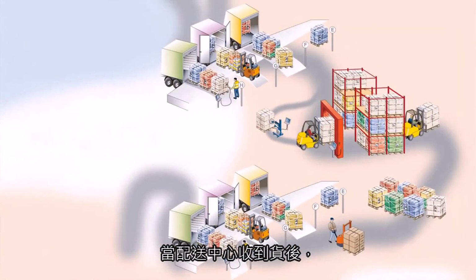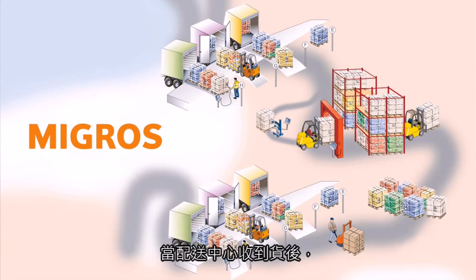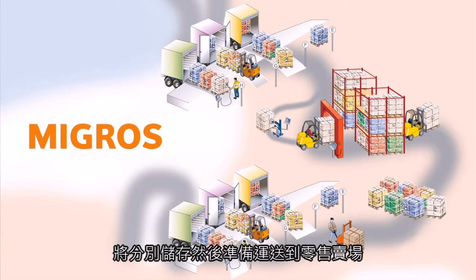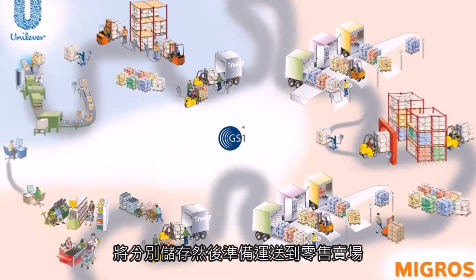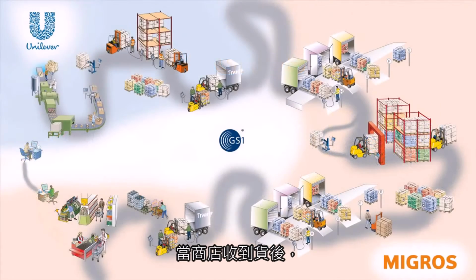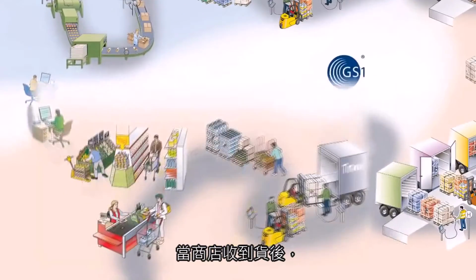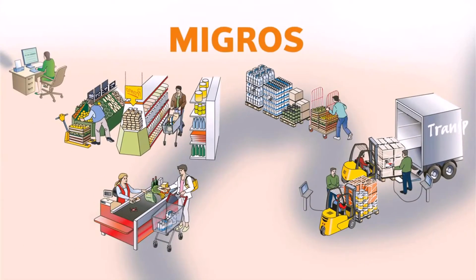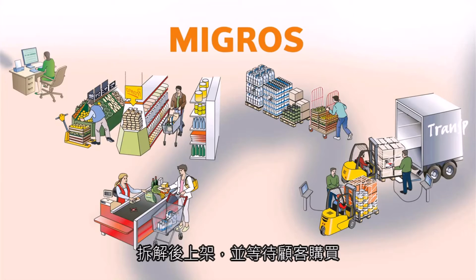Within the distribution center, goods are received, stored, picked into trade items, and then prepared for shipment to the retail store. The goods are loaded onto trucks and transported to the store. The store receives the goods and unpacks them onto the shelves, ready for the customer to buy.